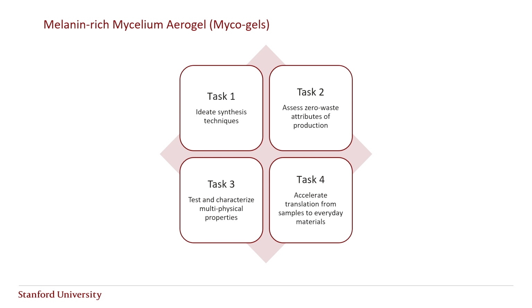Task 3 is testing and characterizing the properties. So this is such a new and interesting material. What does it even do? How does it function? And why does it function that way? So that's what task 3 does. And then task 4 is to accelerate this translation from just this lab scale sample to a more everyday material. So some of the applications we can use it for are packaging. We can use it as thermal insulation for houses and things of that nature. So how can we start producing it from the small scale to a mass scale operation?